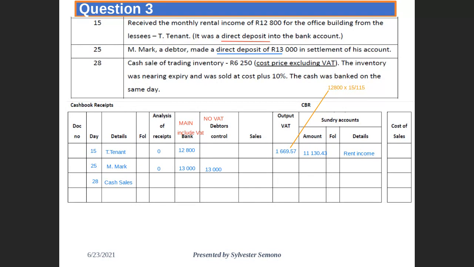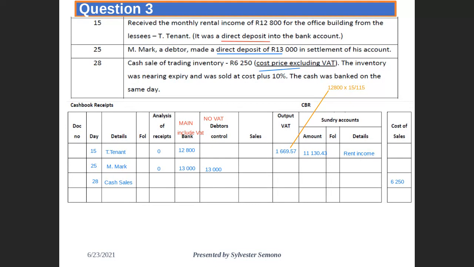Guys, okay, thank you so much. Be careful. You must read carefully at all times, okay? Check here. They said cost price. So you must go to cost of sales. Can you see now? You need to be careful in the exam. So you must go to the cost of sales, 6250. You can't go to the sales because this amount is not the sales one. They said cost price. So we must go to the cost of sales.